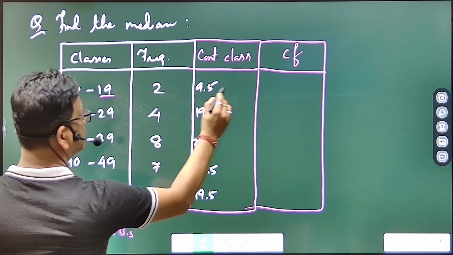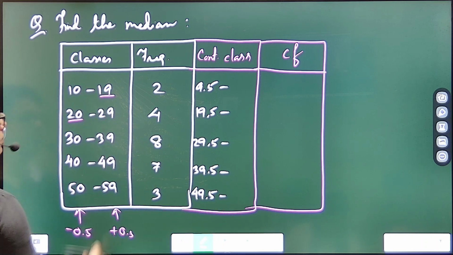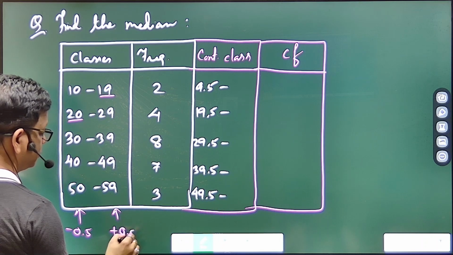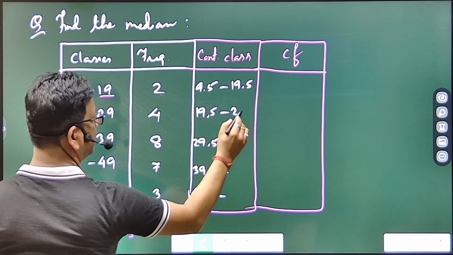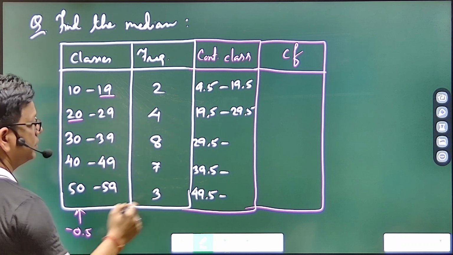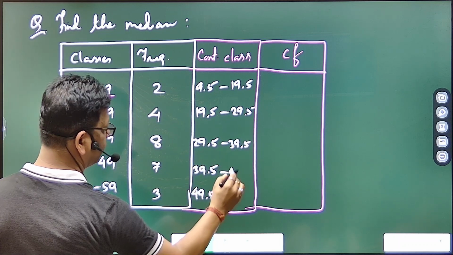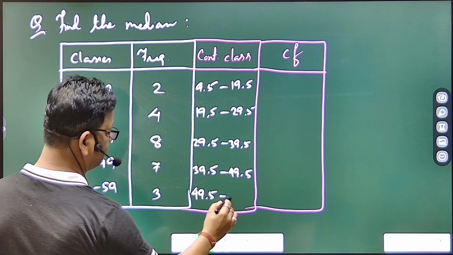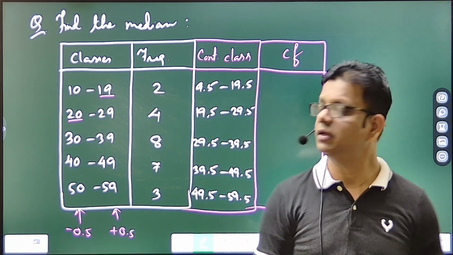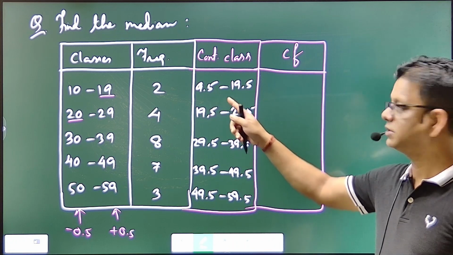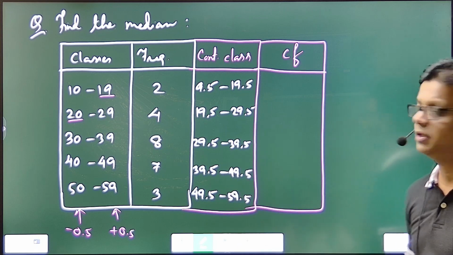Now the upper limit: these all are to be added 0.5. So it will be 19.5, then 29.5, so we are adding 0.5 to all of these. Then 39.5, 49.5 and 59.5. With what you have done just now, you can all see they become continuous: 9.5, 19.5, 29.5, now it's the same.